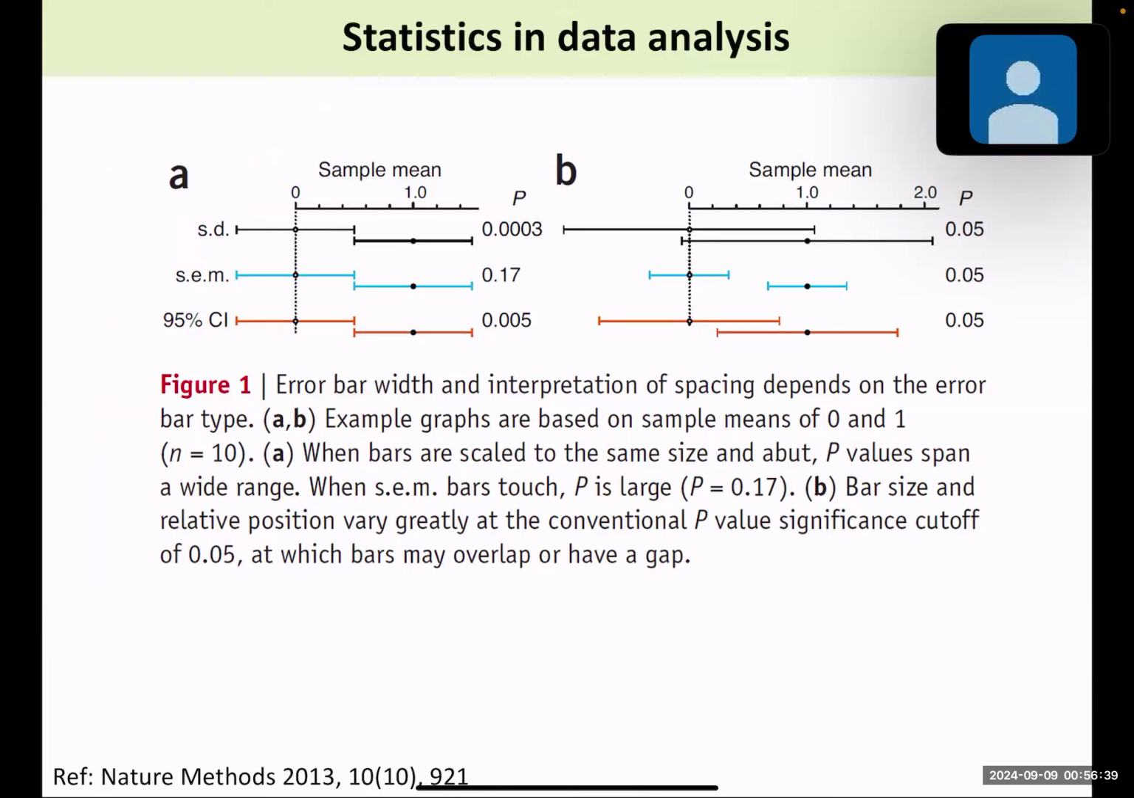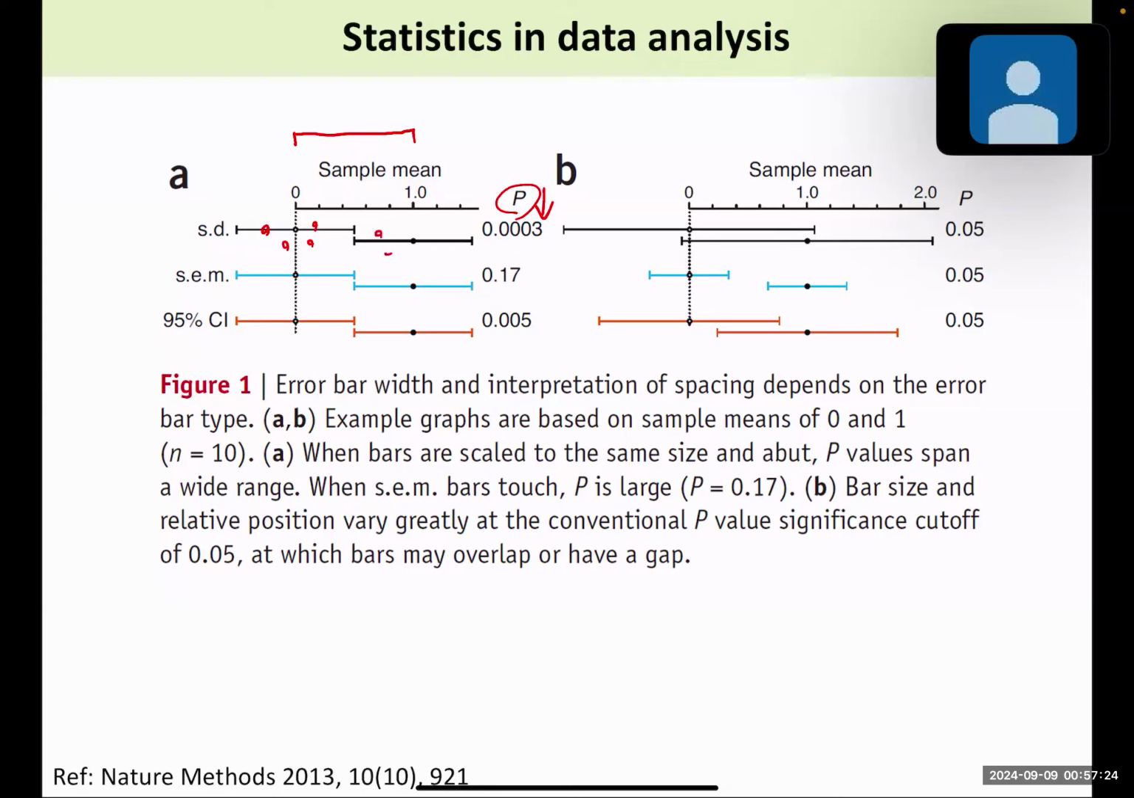So let's take a look into the direct comparison between standard deviation, standard error means, and confidence interval. The first figure panel assumes the same sample means and the same error bar sizes. And then I'm going to revisit what p-value means, but the lower the p-value means the more different, the more statistically different the samples are, right? So this error bar basically represents several data points, right?